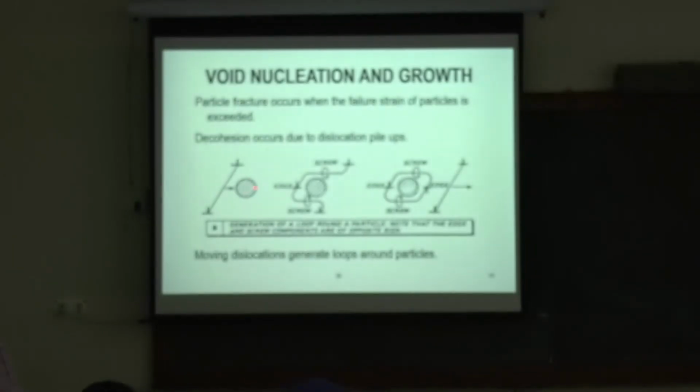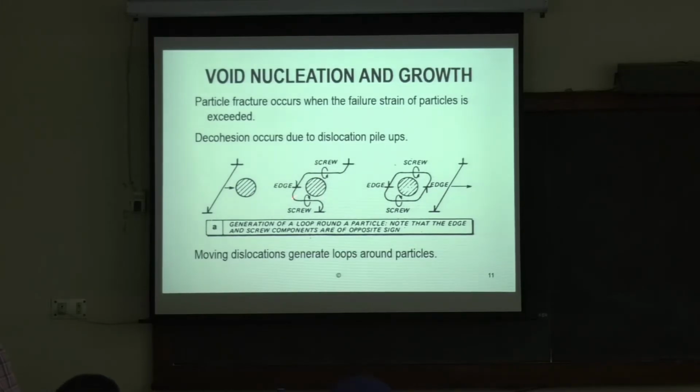Void nucleation and growth. I'll try to finish it in about 10-15 minutes today. Particle fracture occurs when the failure strain of particles is exceeded. Decohesion occurs due to dislocation pile-ups. So these are the mechanisms where you have a particle and it cracks. This is edge, this is screw, and eventually there is a stress buildup. Generation of a loop around a particle: note that the edge and screw components are of opposite sign. The edge can make it crack easily and screw will not make it crack easily. That moves dislocations which generate loops around particles. But this applies to metal materials. And then this can go up through pile-ups and eventually the cavity forms a void.